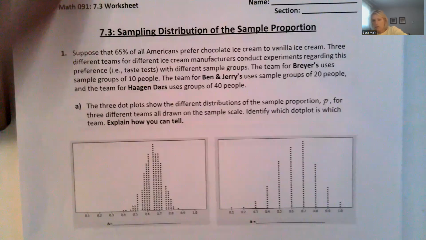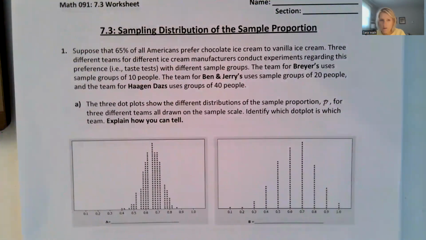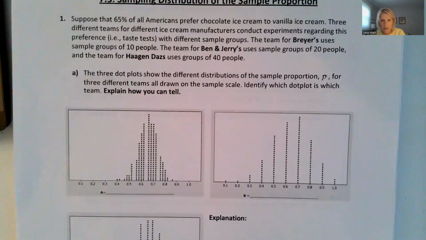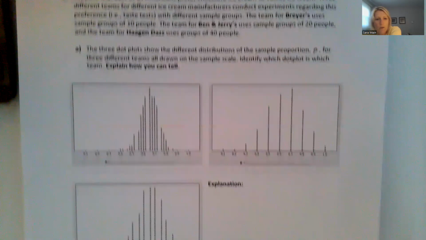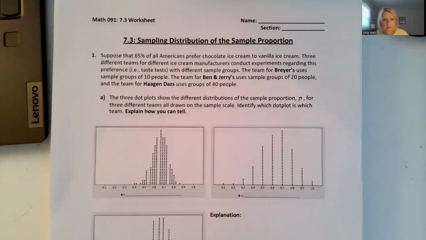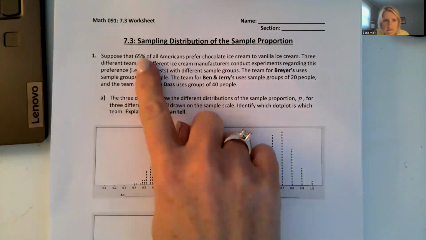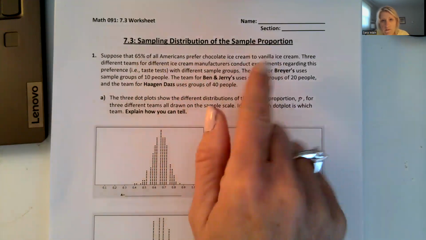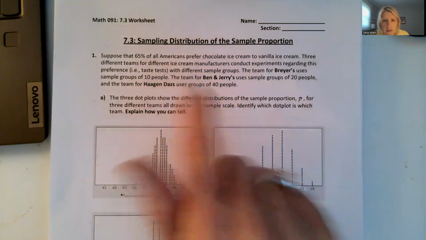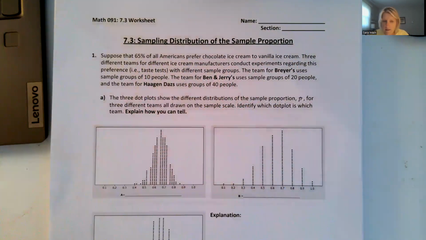So this first question is asking you to look at these three histograms, and we're trying to decide which one refers to which sample size: Ben & Jerry's, Breyers, or Haagen-Dazs. It says that 65% of all Americans prefer chocolate ice cream to vanilla ice cream, and they did surveys and experiments.